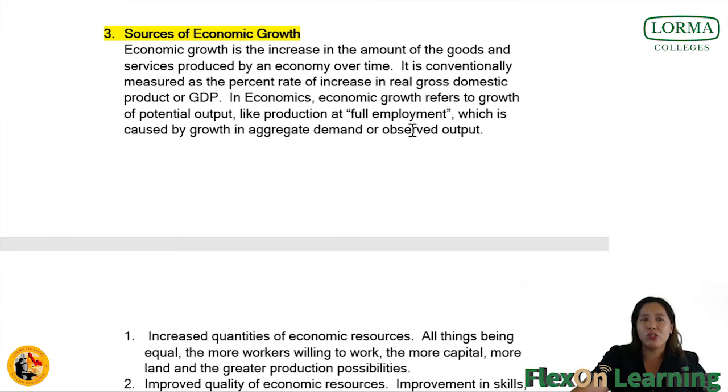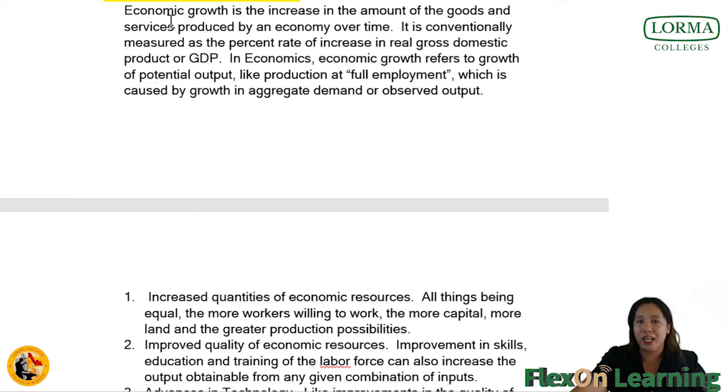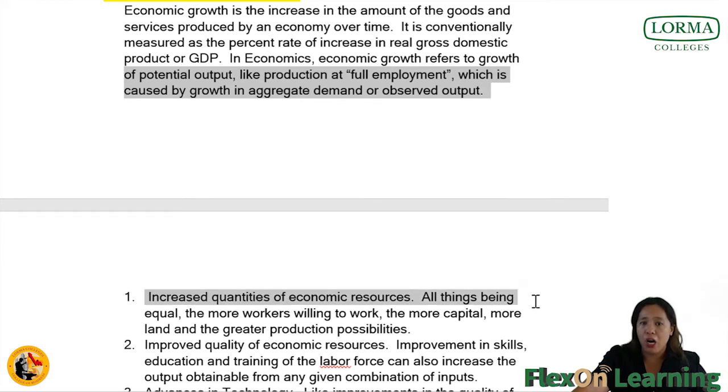Okay? So let's go to the sources of economic growth. Economic growth is the increase of the goods and services produced in the economy over time. It is conventionally measured as the percent rate of increase in real gross domestic product, or GDP. In economics, economic growth refers to the growth of potential output, like production at full employment of people and full employment of machines, natural resources, and the like, the factors of production, which is caused by growth in aggregate demand or observed output.